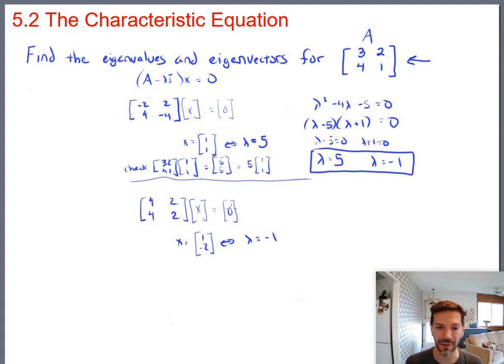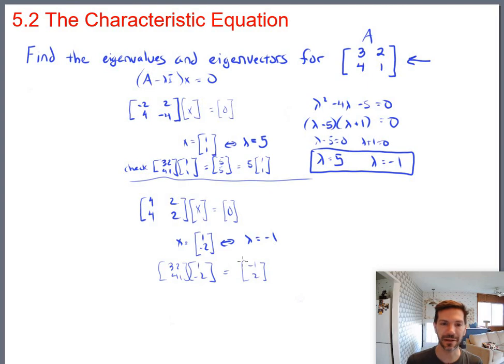It should be that if you multiply 3, 2, 4, 1 times 1, negative 2, that we should get negative 1 times the vector. So we should be getting negative 1, positive 2. And let's see, 3 minus 4 is negative 1, and 4 minus 2 is 2. Yeah, it works. So we have found the eigenvalues and eigenvectors for this little 2 by 2 matrix.